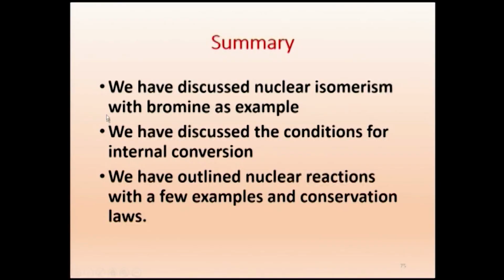Now we go to the summary. We have discussed nuclear isomerism with bromine as an example, with an energy level diagram. We have discussed the conditions for internal conversion: when gamma emission is prohibited, we get internal conversion. We have outlined a few reactions, and we have also listed the conservation laws.